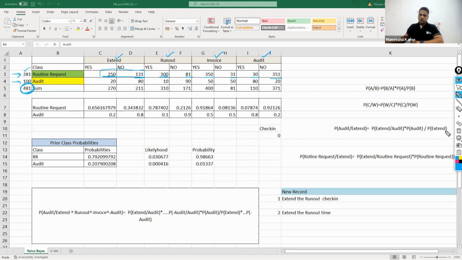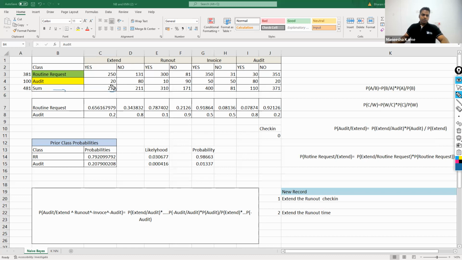Then we have audit related requests. How many do we have? 100. Out of these 100, in 20 we had the word extend. In another 80, we did not have the word extend. So overall 100. Run out was there in 10 of 100. It wasn't there in 90. Invoice was there in 50 of the audit requests. In another 50, you did not have the word invoice. Audit was there in 80, and the word audit was not there in 20 out of 100 requests. And you add them up.